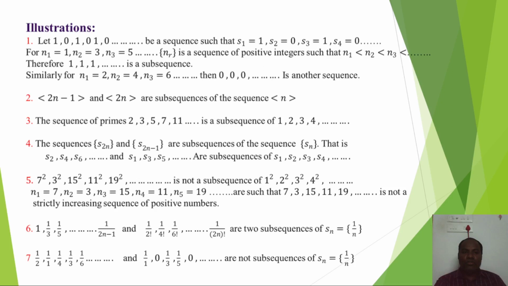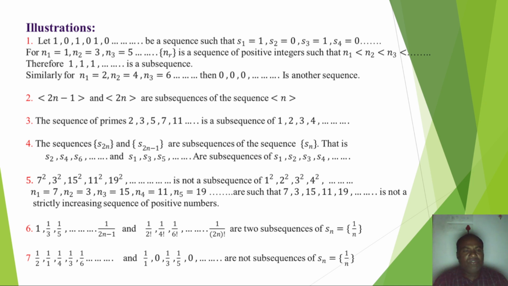Now we are going to see some illustrations, examples of sequences. I am giving seven examples, which will be very useful to you. Let us see the first example, the first illustration. Let 1, 0, 1, 0, 1, 0 be the sequence such that S1 is equal to 1, S2 is equal to 0, S3 is equal to 1, S4 is equal to 0, and so on.